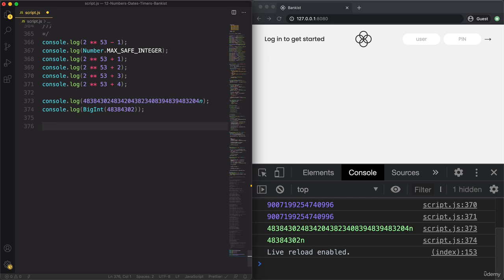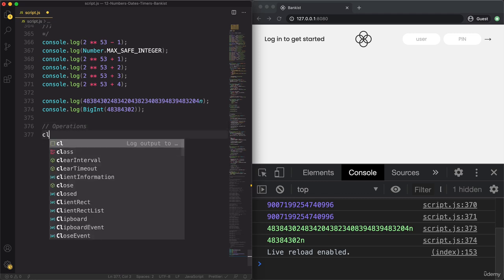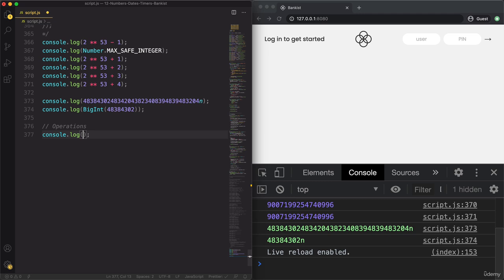Okay, so this is how we create BigInt numbers. But let's now see some operations with these numbers. And basically it's very simple. All the usual operators still work the same.